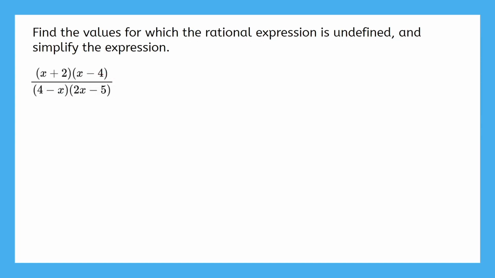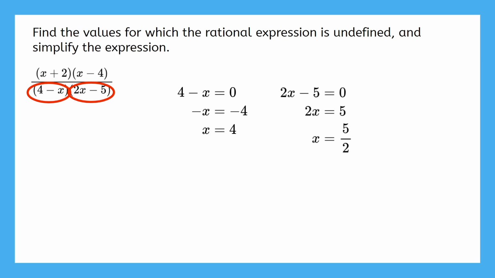Our next example says to find the values for which this rational expression is undefined and then simplify it. First, we want to find where this expression is undefined, so we look at the denominator and see that there are 2 factors. If either of these equals 0, the expression is undefined. So if x equals 4, this expression would be undefined. Or if x equals 5 over 2. So we make sure it's clear that x cannot equal 4 and x cannot equal 5 halves.